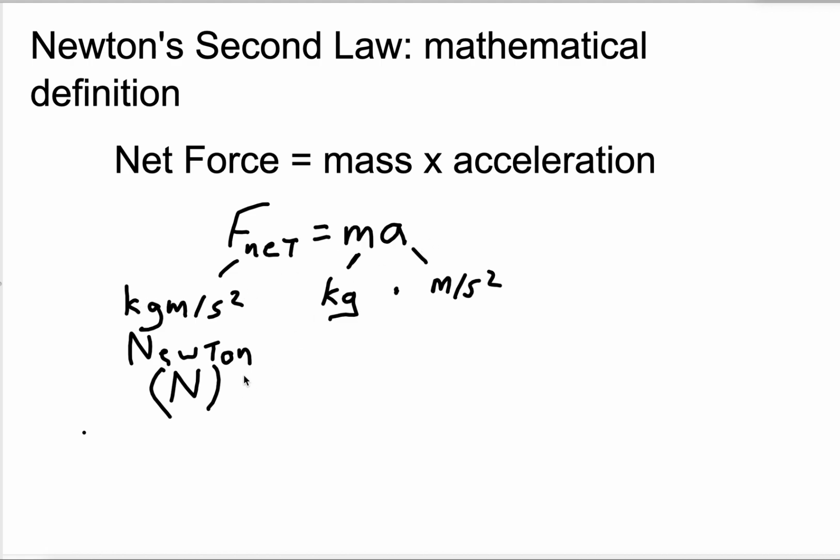Mass times acceleration. And from this equation then, you can see how force and acceleration are directly proportional because they're on opposite sides of the equation. So if one gets bigger, the other one has to get bigger if we keep mass constant. And you can see how mass and acceleration will be inversely proportional because they're on the same side of the equation. So if I keep the net force the same, if one of these gets bigger, the other one has to get smaller.